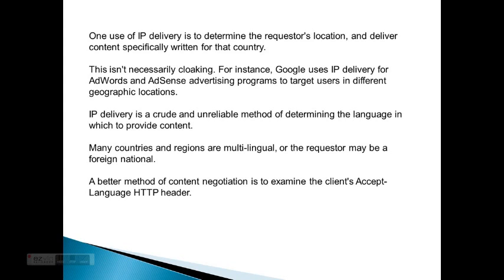This is not necessarily cloaking. For instance, Google uses IP delivery for its AdWords and AdSense advertising programs to target users in different geographic locations. IP delivery is a crude and unreliable method of determining the language in which to provide content. Many countries and regions are multilingual, while the requester may be a foreign national. A better method of content negotiation is to examine the client's Accept-Language HTTP header.